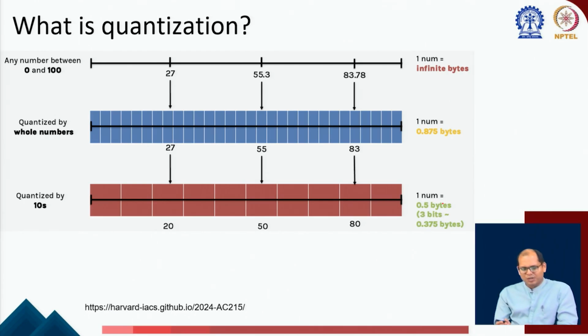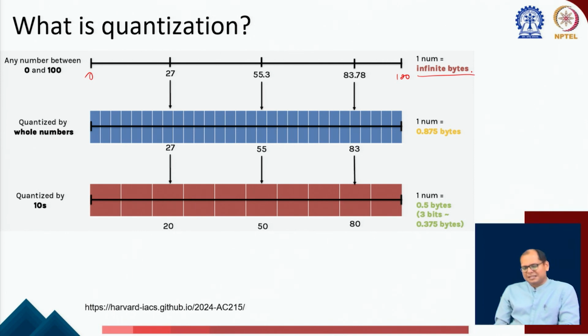See, in general, think about a number between 0 to 100. Now this can be any real number. Now if I ask how many bytes do you need to represent that fully, if I'm giving you a finite number of bytes, you cannot represent that fully. You will always have some precision error. So you need infinite bytes to represent it fully.